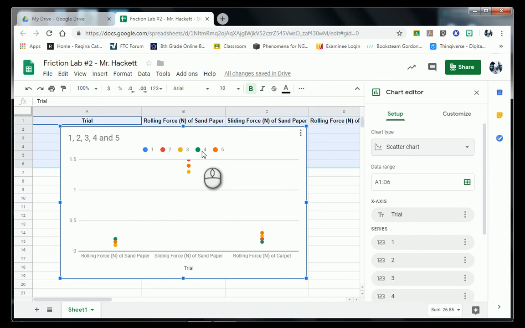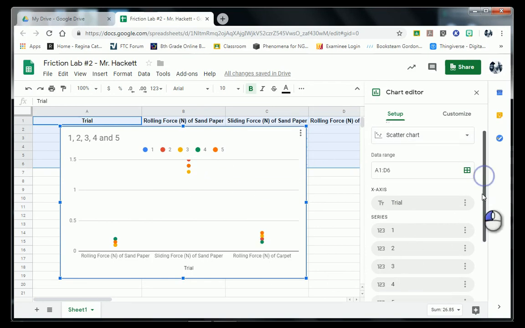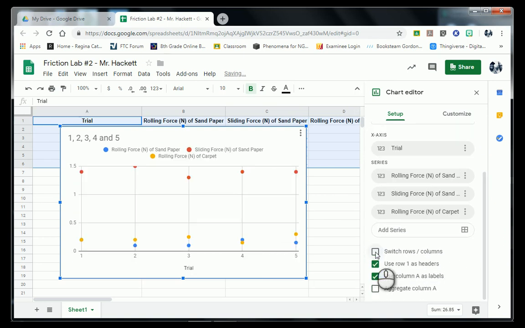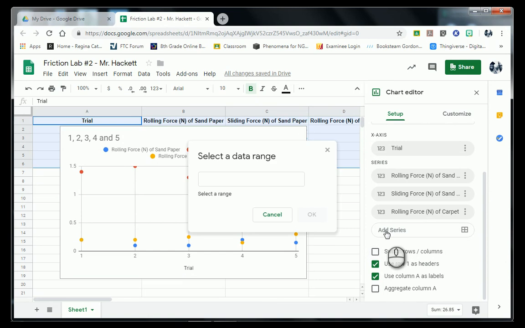We still have our 5 trials, and we still have our 4 different types of forces that we're pulling over. But something's going to change really quick, and that is when I click here. When I uncheck the box that says switch rows and columns, it loses one of our forces, and so we have to add it back. The only way to do this is by clicking on add series.